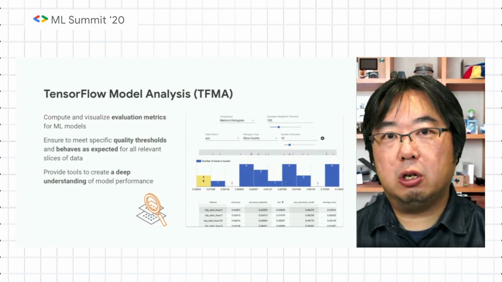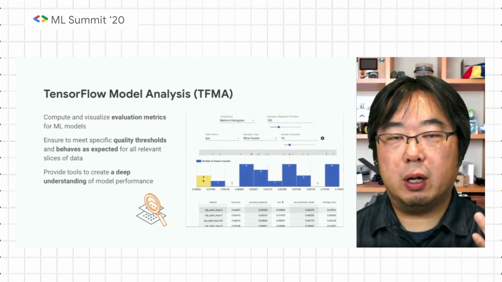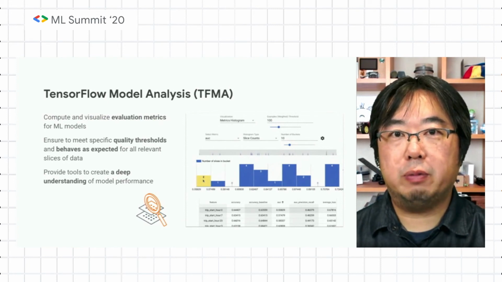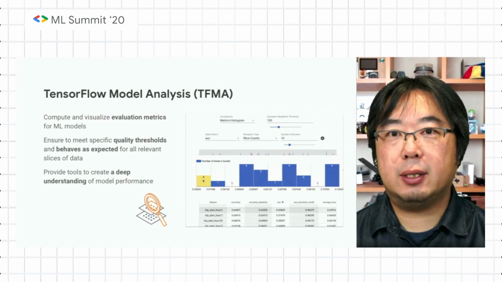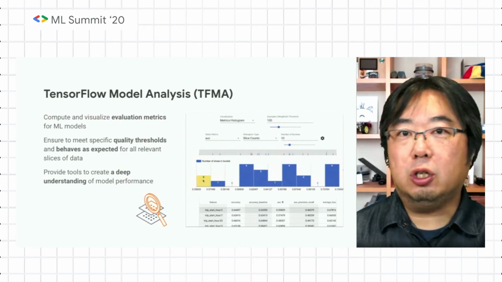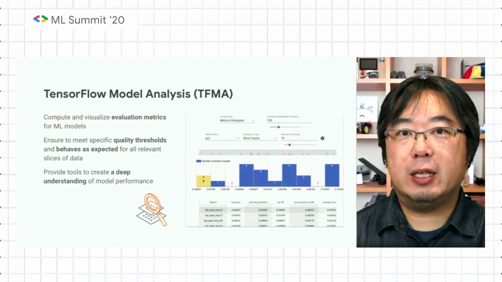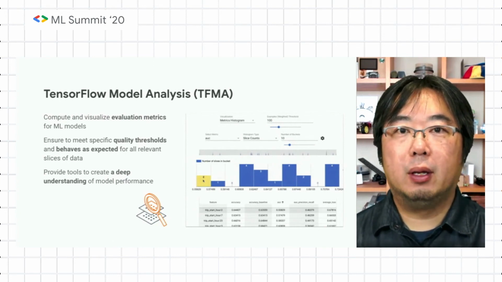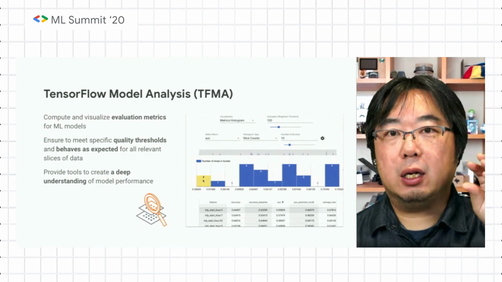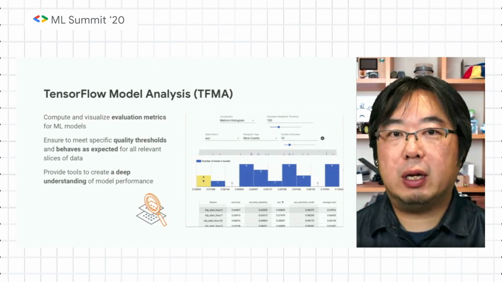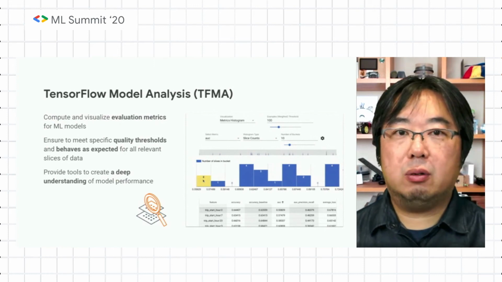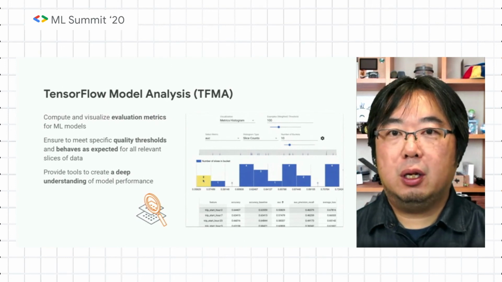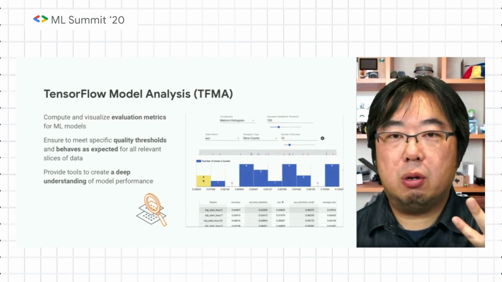One solution that could be used to solve this problem is the TFMA, or TensorFlow Model Analysis. This is a tool for evaluating the metrics of your trained machine learning model. And you can specify any quality thresholds like accuracy or any other metrics. And you can make sure that your model is working as intended.